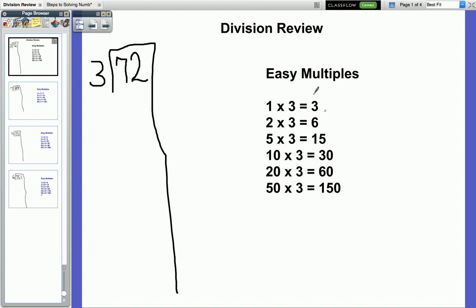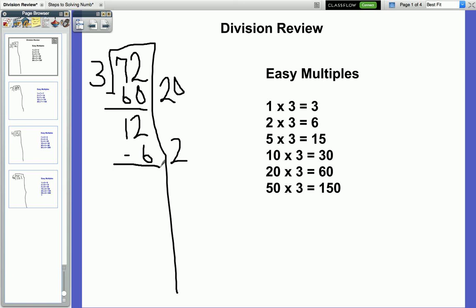Okay, so if I look at my easy multiples, I want to get as close to 72 as I can without going over 72. So I see that 20 groups of 3 would give me 60. So I'm going to do 20 groups of 3, and that would be 60. So I'm going to take out 60 from the 72, subtract that, and then I'm left with 12. Now if I look at my easy multiples, 6 is the closest thing that will go into 12 without going over. So that's 2 groups of 3. So I can subtract those 6 out.